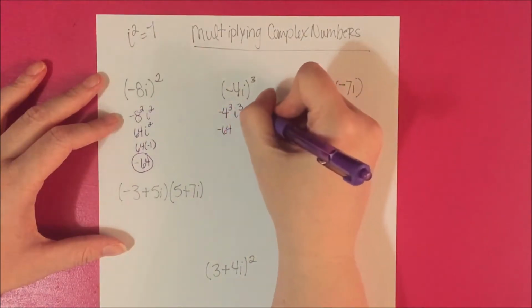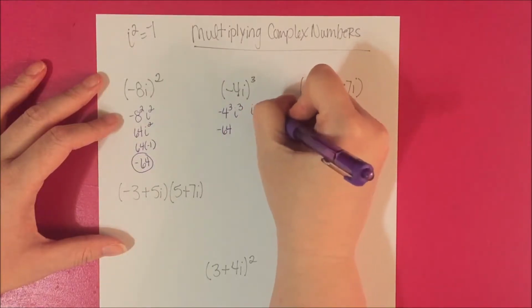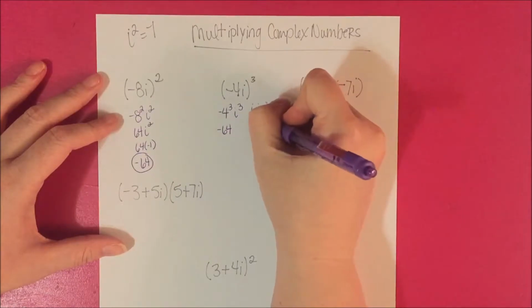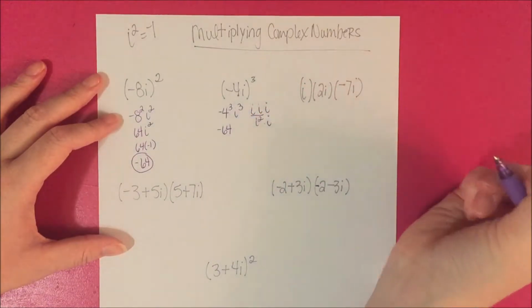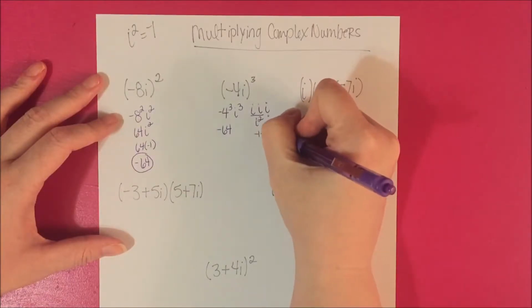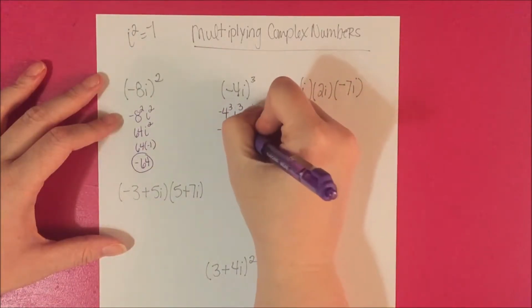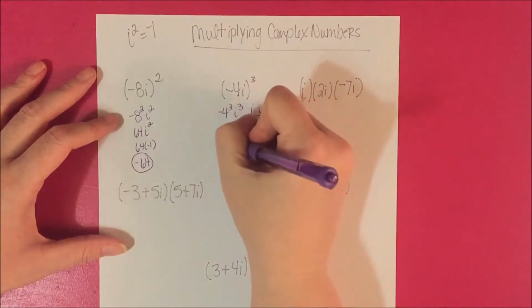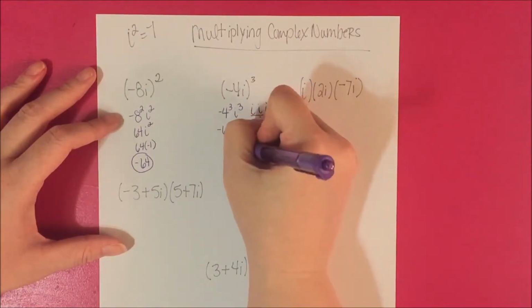And then i to the third is the same as 3 i's. These two are going to become i squared, and then I have one poor little i left over. i squared is -1, and then I have i. So I have -1 and then an i left over. So this is going to become positive 64i.